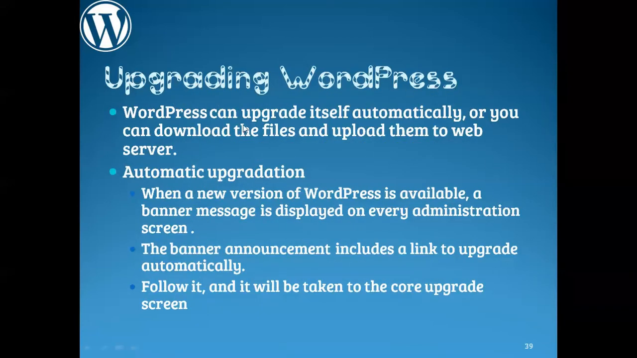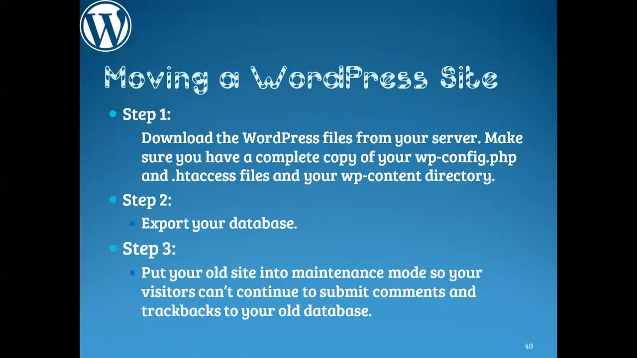Upgrading WordPress. WordPress can upgrade itself automatically, or you can download the files and upload them to the web server. Automatic upgrade: when a new version of WordPress is available, a banner message is displayed on every administrator screen. The banner announcement includes a link to upgrade automatically. Follow it and you will be taken to the core upgrade screen.